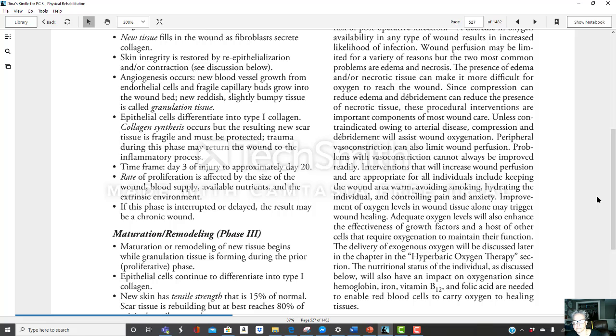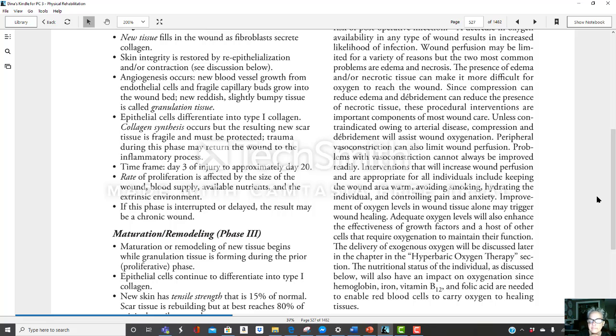Peripheral vasoconstriction can also limit wound perfusion. Problems with vasoconstriction cannot always be improved readily. Interventions that will increase wound perfusion and are appropriate for all individuals include keeping the wound area warm, avoiding smoking, hydrating the individual, and controlling pain and anxiety. Improvement of oxygen levels in wound tissue alone may trigger wound healing.